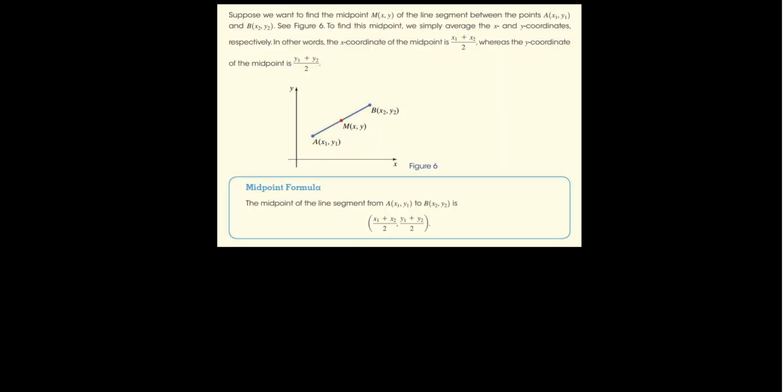All right, so suppose we want to find the midpoint, big M, (x, y). I say big M because small m, I don't know if we've gotten to it in this class yet or not, but small m we know is slope, right?